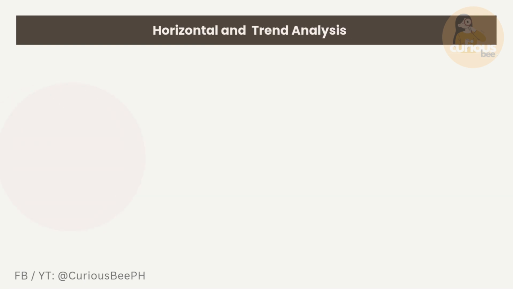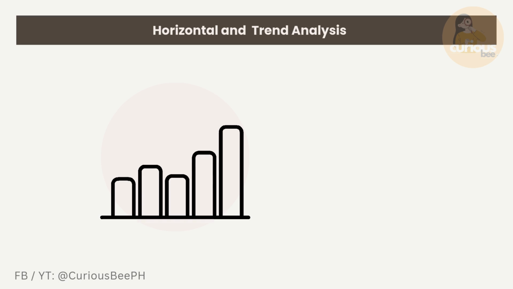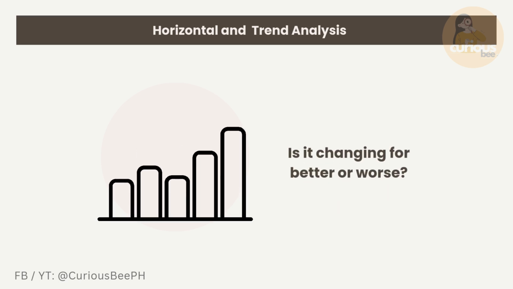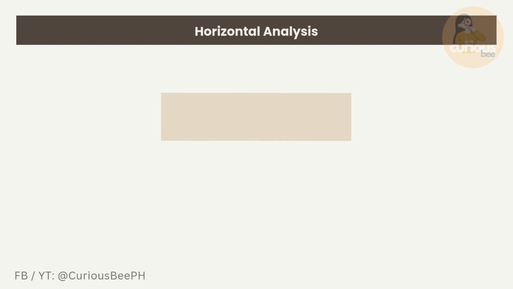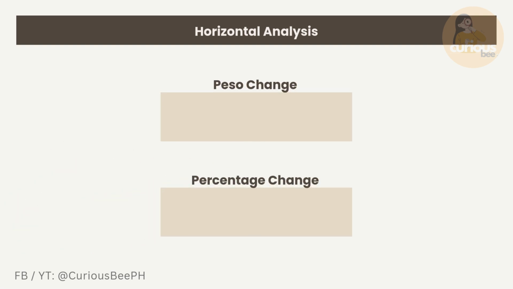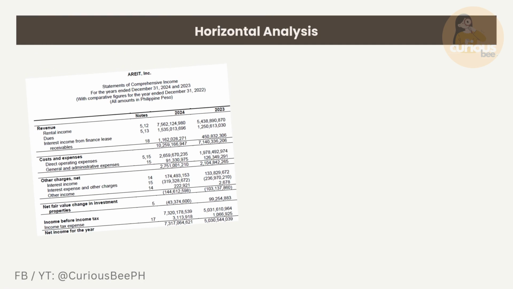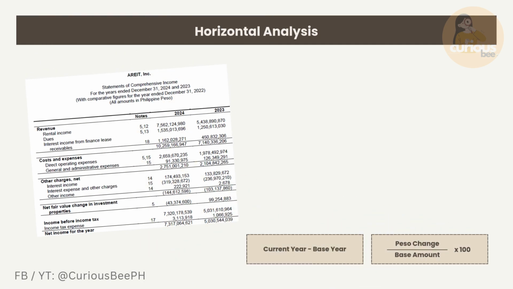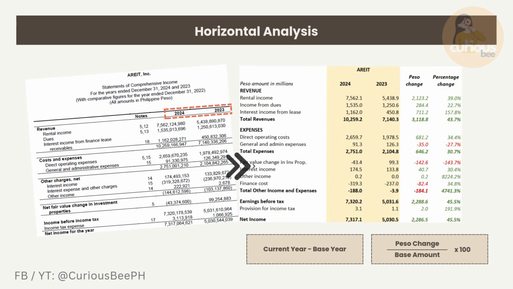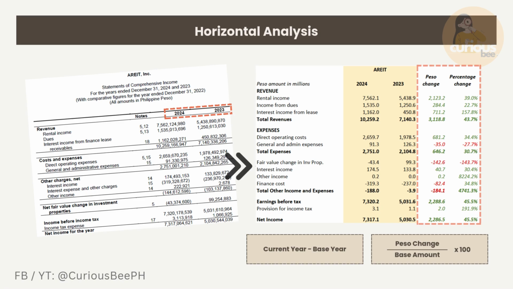Horizontal and trend analysis looks at financial statements from multiple periods to see how things change over time. This looks at the change in peso value and percentage change. Peso change is the difference between the current year amount and the base year amount. Percentage change is calculated by dividing the peso change by the base year amount. Horizontal analysis compares the same line items from two periods. You can see if a number has gone up or down and by how much.